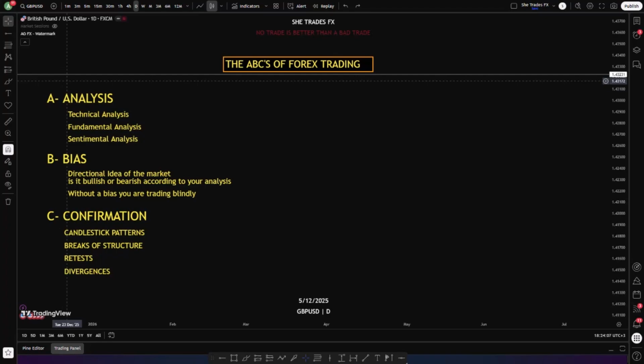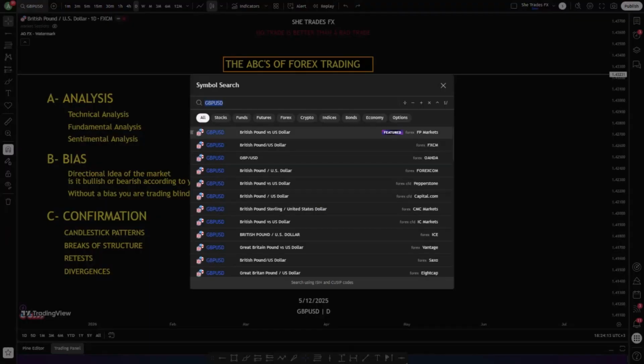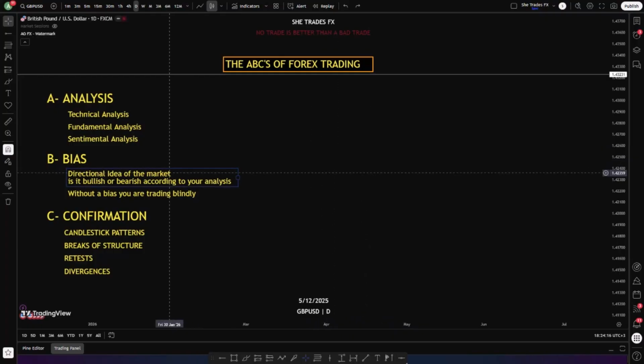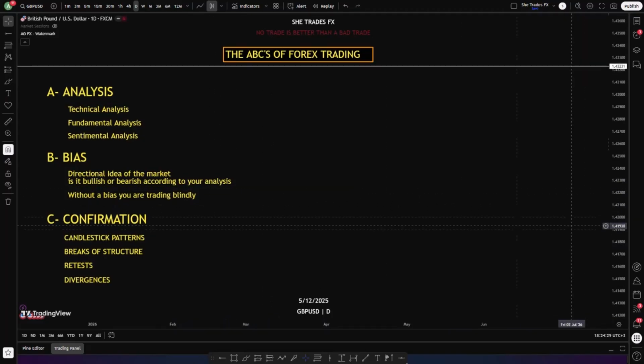And in all things that you do, or in every trade that you do, ask yourself, have I analyzed? Maybe you open the chart of GBP USD. Before you place a trade, ask yourself, have I analyzed the chart? Do I have a bias? And do I have a confirmation that is in line with my bias? Okay, and the rest will all flow naturally.